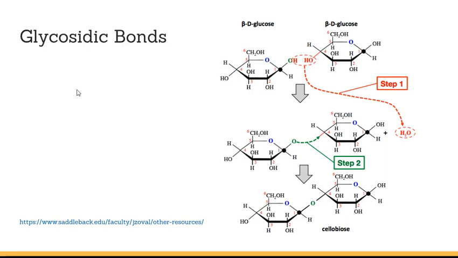Beta-glycosidic bonds are also possible when linking a beta-form monosaccharide. The nomenclature is still dependent upon which carbon atoms are bound together. In this image, a beta 1,4 glycosidic bond is formed.